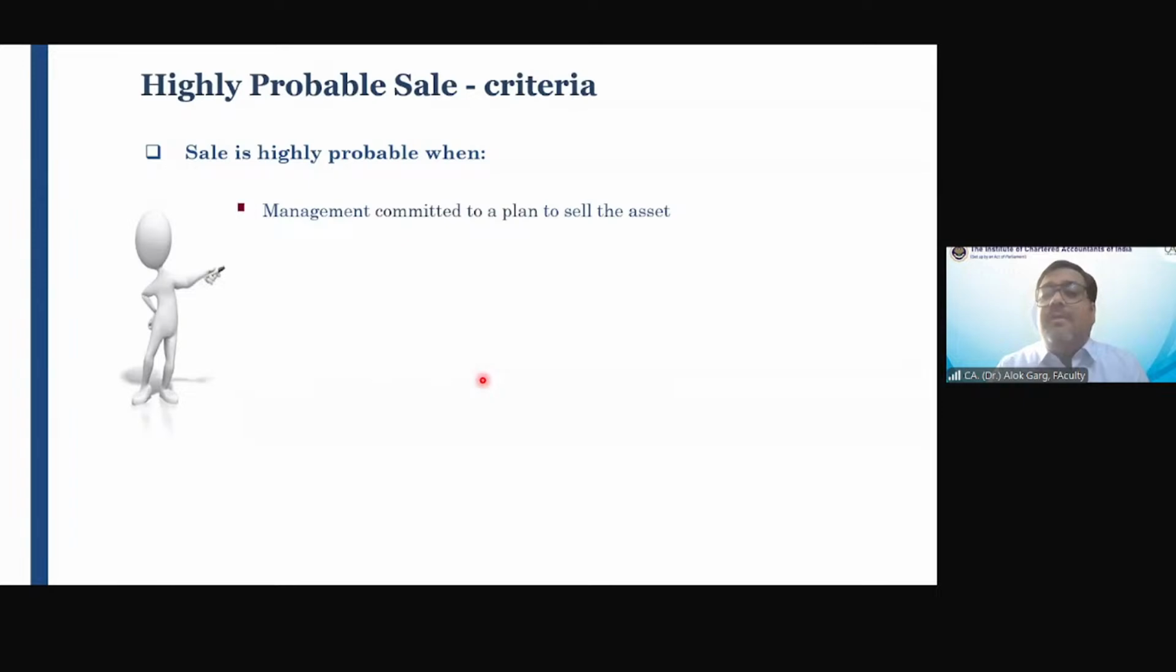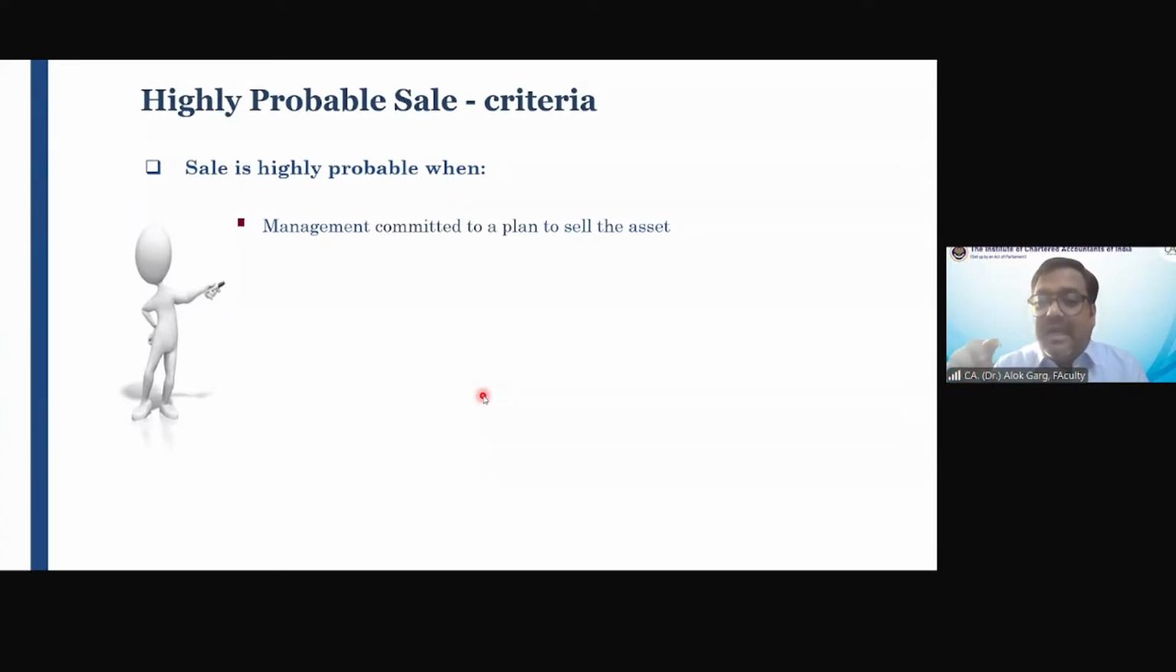Management committed to a plan to sell the asset. And when I discuss these conditions, you will find that ISPC shows the intention and ability. ISPC, immediate sale in present condition, shows the intent and ability. While HP, highly probable, this condition shows the execution, efforts and documentation regarding the effort towards the actual sale.